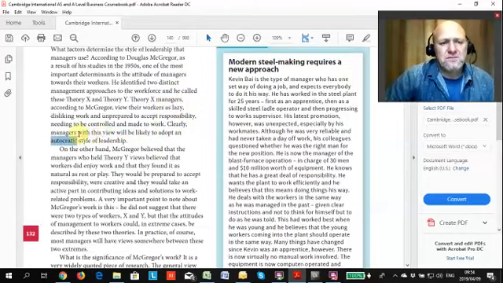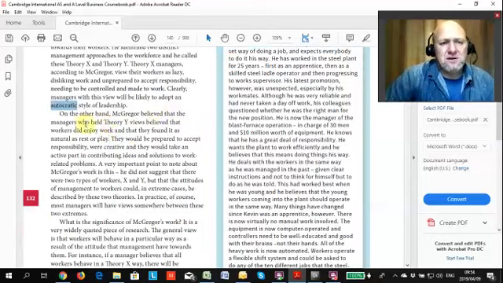Clearly, this manager has to adopt a what kind of style? Autocratic style. On the other hand, McGregor believed that the managers who held Theory Y views believed that workers did enjoy their work, as a natural place of rest or play, and they're prepared to accept responsibility. They're creative and take on an active part in contributing ideas and solutions to work-related problems.